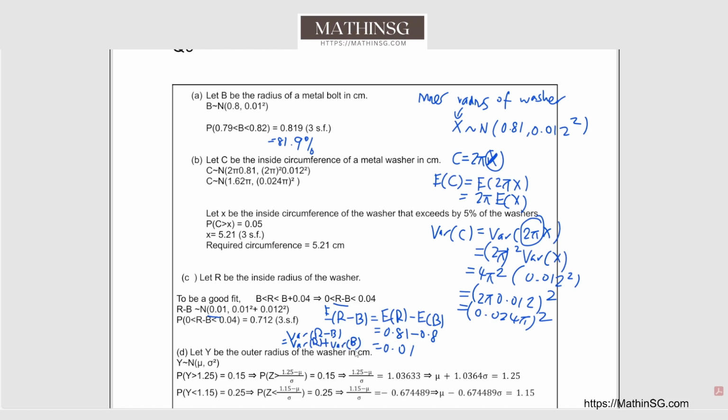Remember, you always add variance, never minus them. Okay, so I take 0.01 square plus 0.012 square. And I'm going to look for the probability of R minus B in between 0 and 0.04. So basically just use your normal distribution. Lower limit is 0, upper limit is 0.04 with a mean of 0.01 and a standard deviation of square root of this whole thing here. Okay, and you'll get a probability of 0.712 when rounded off to 3 significant figures.